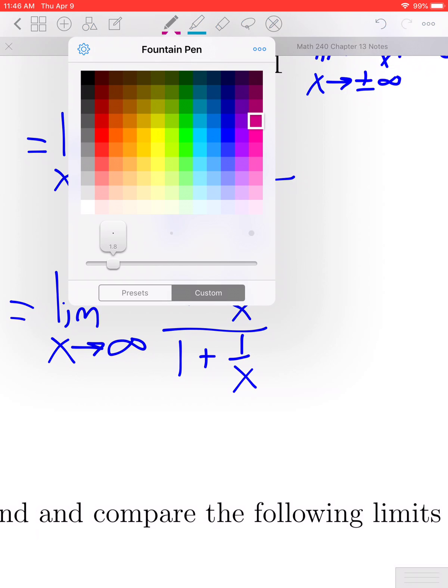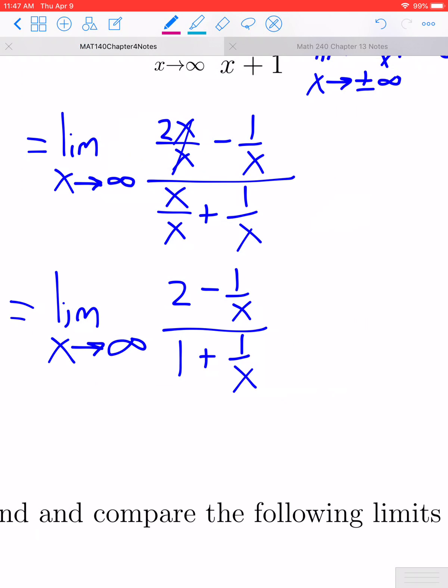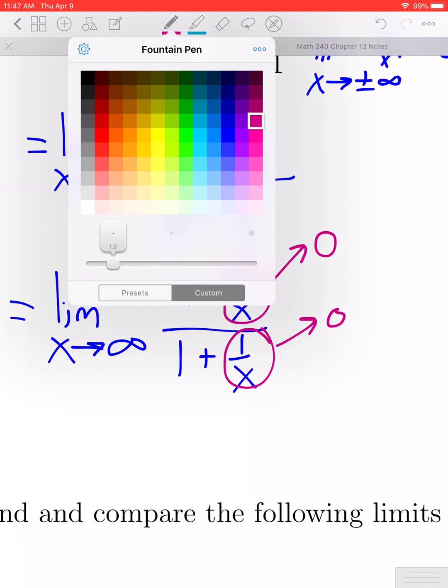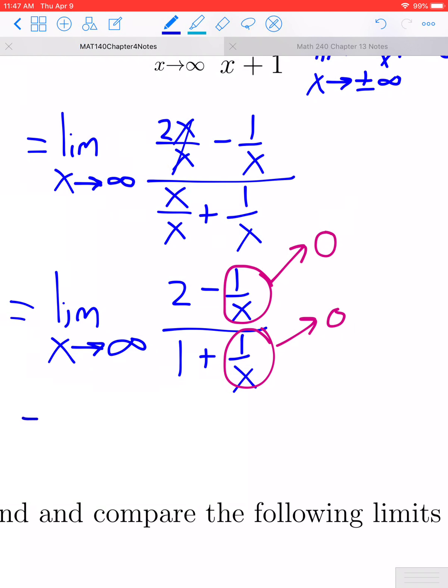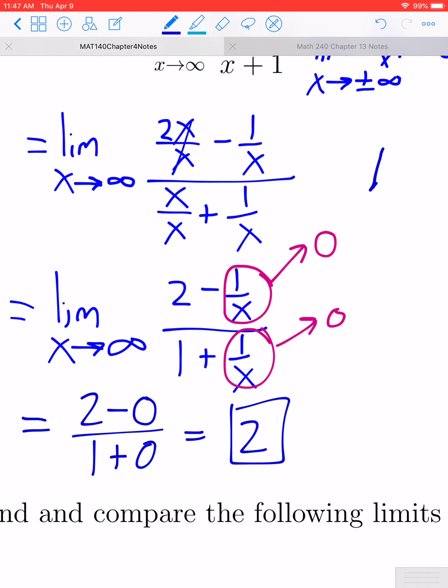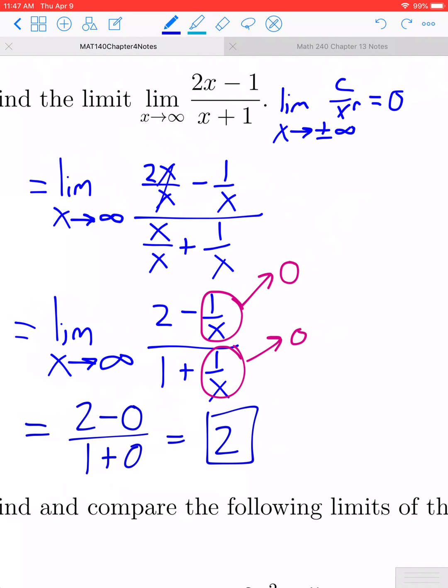And from here, we can now use this limit theorem to notice that as x approaches infinity, this piece will approach 0, and similarly, this piece will also approach 0. The limits of the other parts are just constants, so they exist, and then the quotient will have a non-zero denominator. So our final limit is going to be 2 minus 0 divided by 1 plus 0, which gives us a limit of 2. So for this function, the limit as x approaches positive infinity is equal to 2.